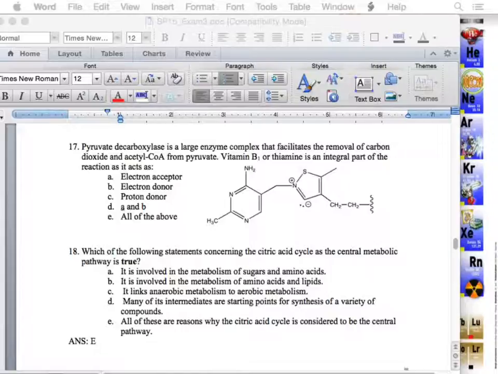So, a better answer for thiamine: it is TPP. Carbene. Thiamine is your biochemical carbene.